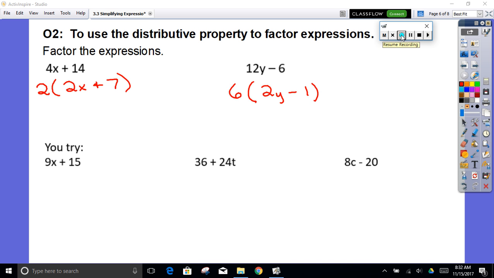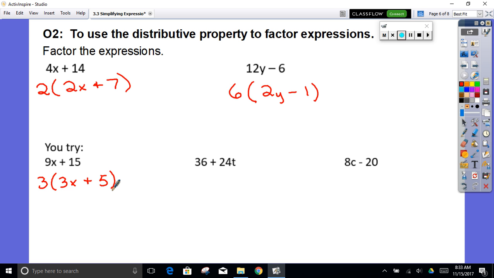Okay, we're going to go over these. Zoe, what did you get for the first one? 3, and then 3x plus 5. Good. 3 is the greatest common factor. 9x divided by 3 is 3x. 15 divided by 3 is 5.